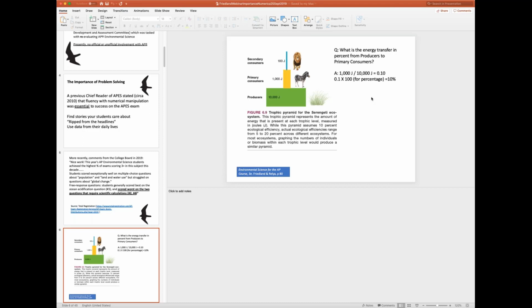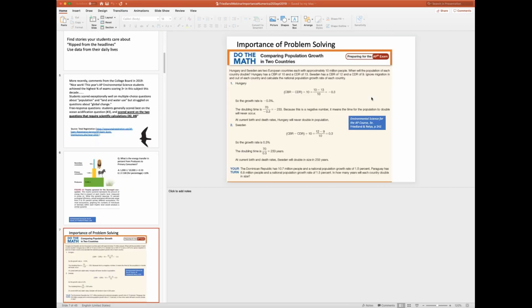Okay, so that would be an example of what you could do without any help from anybody else. But in our book, we do the math, and in this case, you have an example of how you could actually calculate or compare population growth in two countries. So this is a do the math box that in our third edition is on page 242, and something similar to it is in our second edition. And in this case, it says Hungary and Sweden are two countries. They each have 10 million people, and they have different crude birth rates and crude death rates, and they ask your students to go ahead and calculate that.